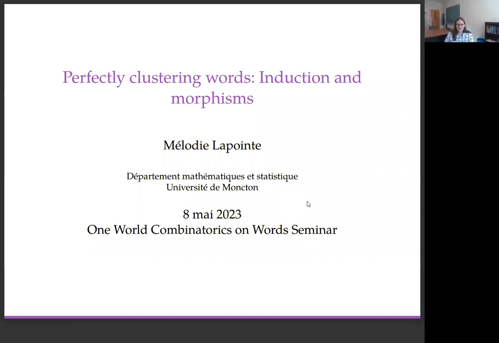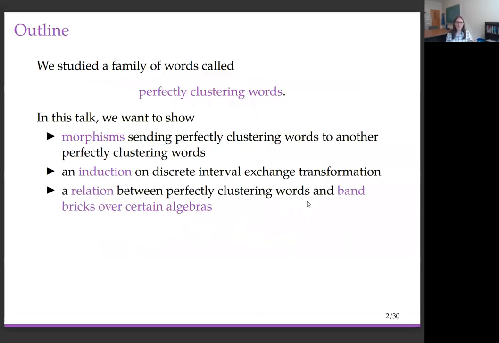Okay, hi everyone. Thank you for the opportunity to speak. What I will present today are perfectly clustering words, but mainly I will focus on morphisms that allow us to send a perfectly clustering word to another perfectly clustering one. Basically, this family of morphisms allows us to enumerate them directly without checking every possible word. And from the morphisms, you can naturally deduce an induction on discrete interval exchange transformations.